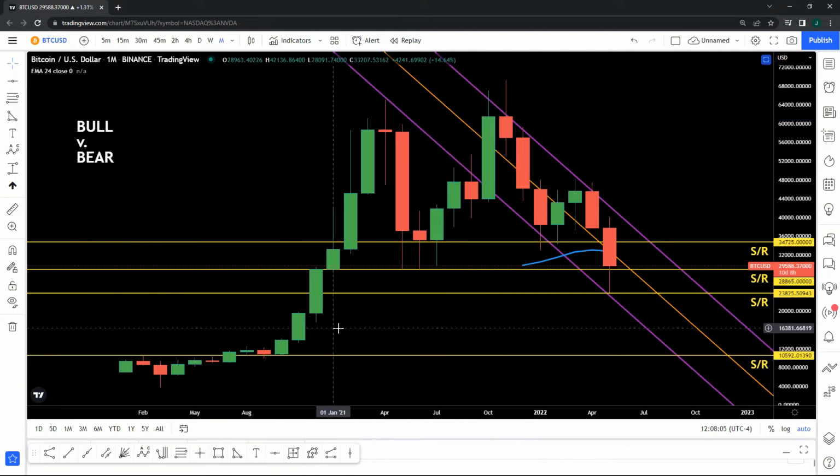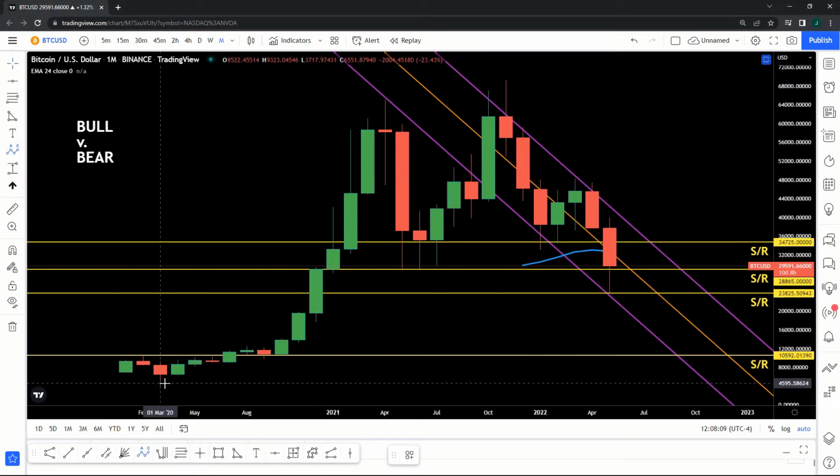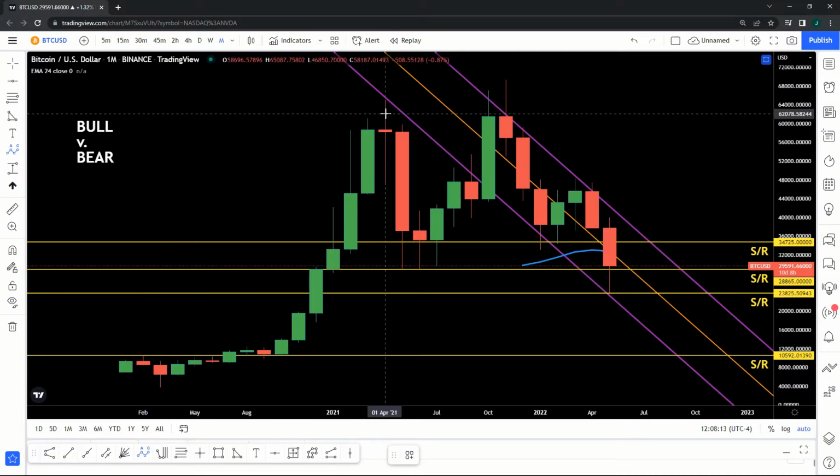Right, so from the beginning, I'm using the Fibonacci ABC pattern, right? So we have a swing low back in March of 2020 to a swing high of April 2021 to a swing low at this candlestick right here. So this wick is much lower than this wick and this wick. So I'm using this as an anchor point as well.